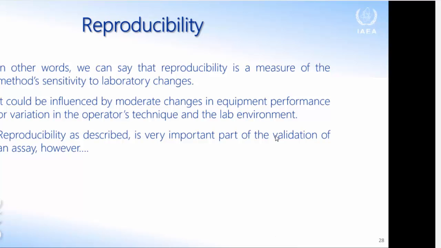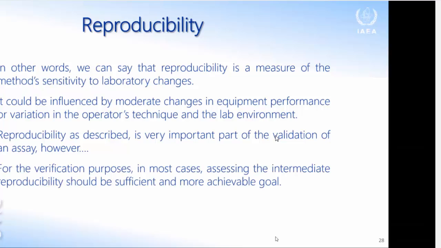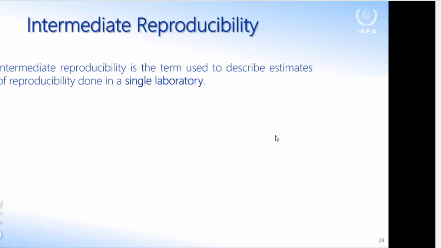Reproducibility, as described, is a very important part of validation of an assay. However, for verification purposes, in most cases, assessing the intermediate reproducibility should be sufficient and a more achievable goal. So what is intermediate reproducibility actually? I find this term very convenient for this purpose.